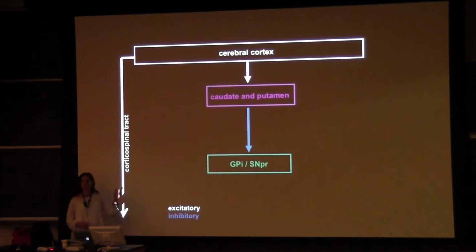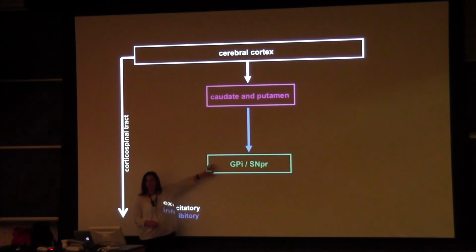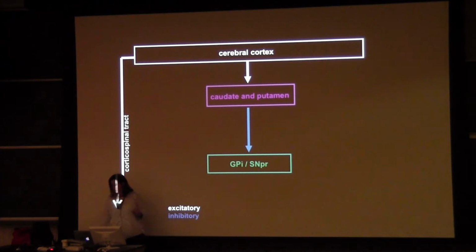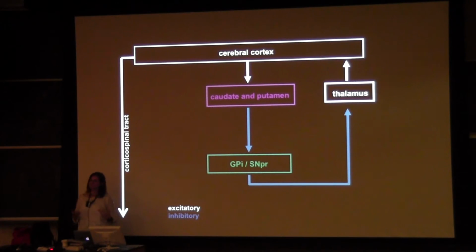Now, you'll notice that this is an inhibitory projection. So that means that these guys have to be getting excitatory input from someplace else. And I'm going to show you that in just a minute. Now, the caudate putamen, they inhibit this structure, which then actually inhibits the thalamus. So you see that you have this sort of double negative. You have an inhibitory connection inhibiting another inhibitory connection.